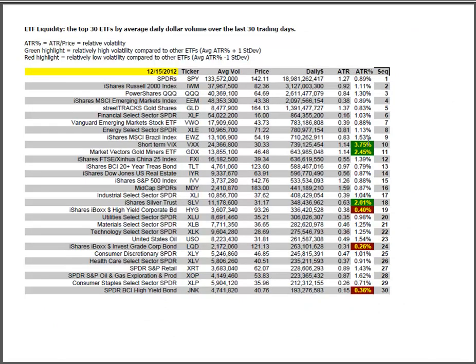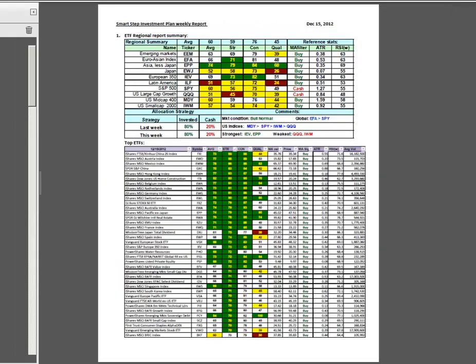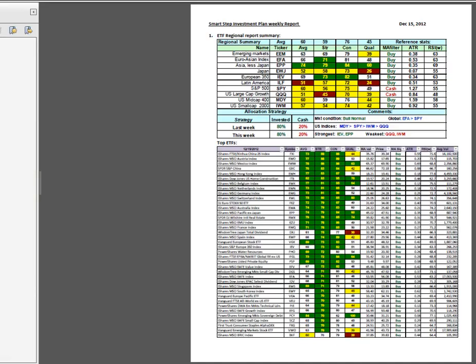ETF liquidity, you can see how much volatility has come out of even the VIX. It's down to 3.75% relative ATR percentage. We'll shift ahead now to the daily.